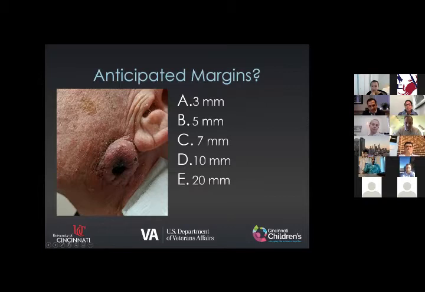Great, thanks. So my first question is, what margins would you take on a cutaneous squamous cell carcinoma of the head and neck that is rapidly growing, and he does not have any other risk factors, i.e. he's not immunosuppressed, he's never had a transplant or anything like that?